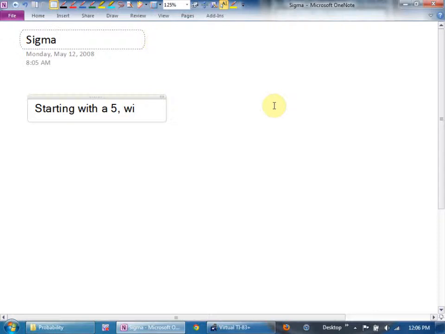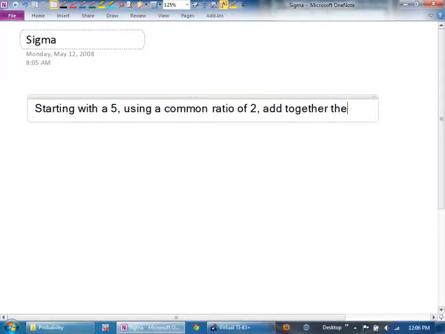Supposing I wanted to give you the following instructions. Starting with a 5. Using a common ratio of 2, add together the first 16 terms. That's way too much writing for those instructions. If you've learned one thing in math, you've learned that we like shorthand notation. All right?